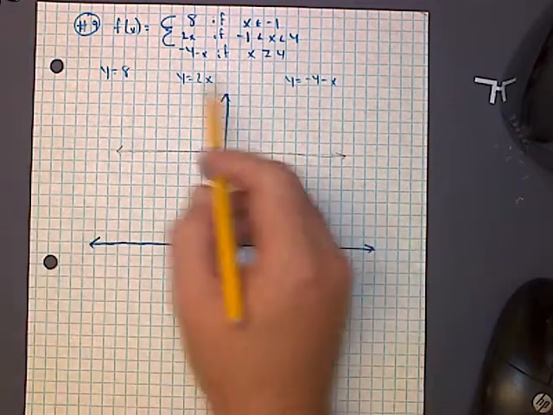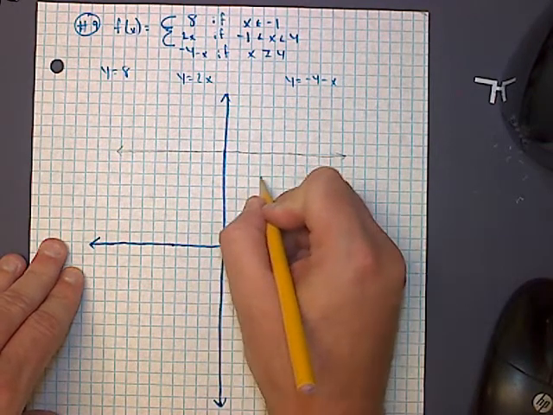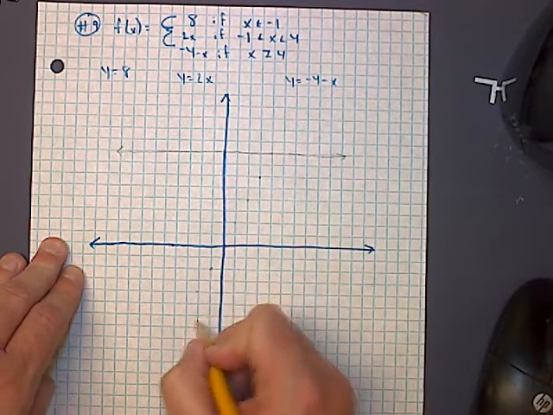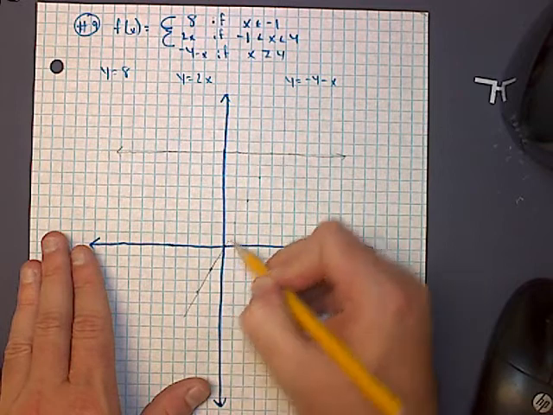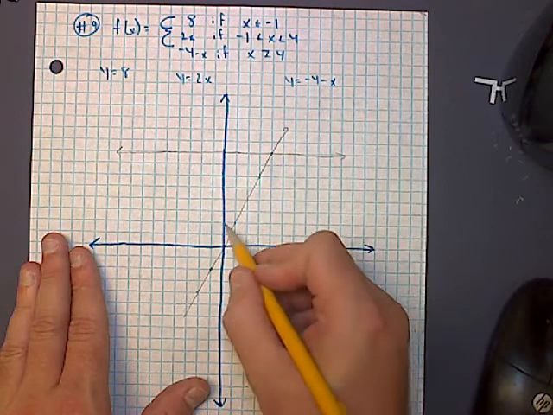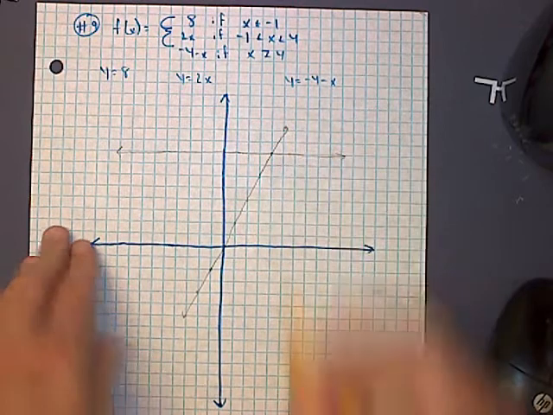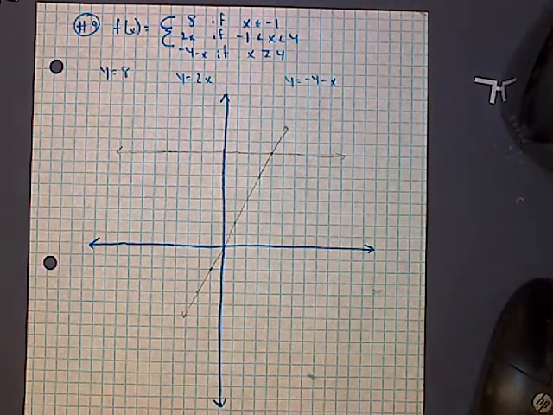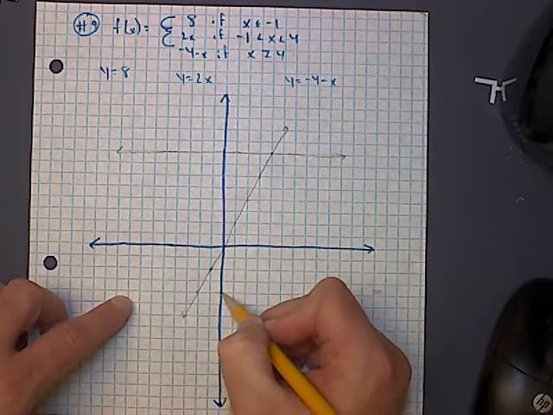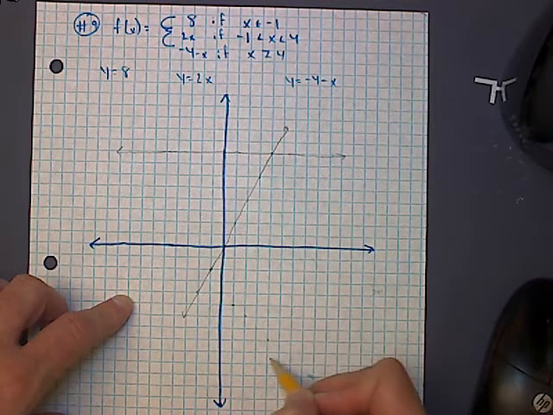Y equals 2x. That is linear. So y-intercept is 0, up 2 over 1, up 2 over 1, up 2 over 1, up 2 over 1. Enough points to have a healthy line. Then negative 4 minus x, that would be 1, 2, 3, 4. Down 1 over 1, down 1 over 1, down 1 over 1, down 1 over 1, down 1 over 1.